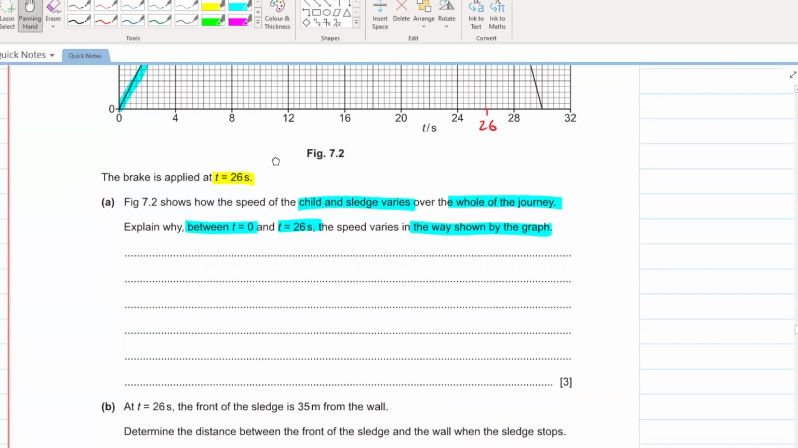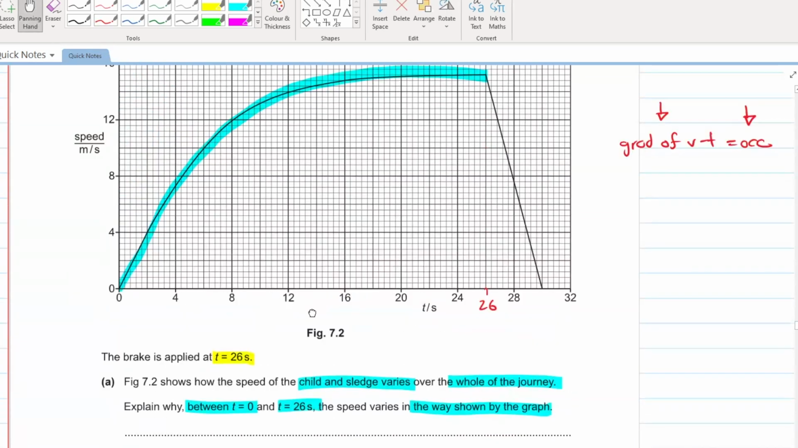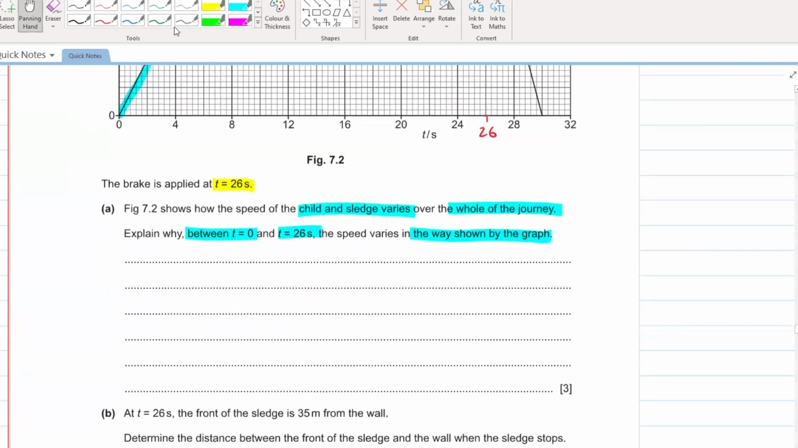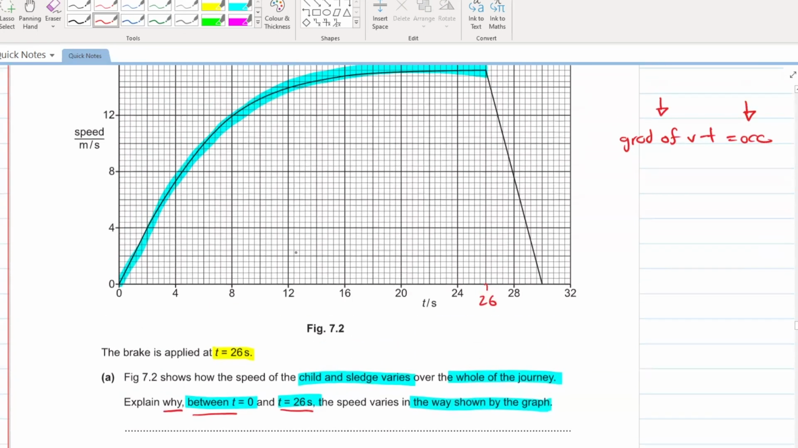So you have to explain. Maybe you can write as a key point that acceleration is decreasing, but you have to add more details why between time t equals 0 and time t equals 26 seconds, the speed varies in the way shown.